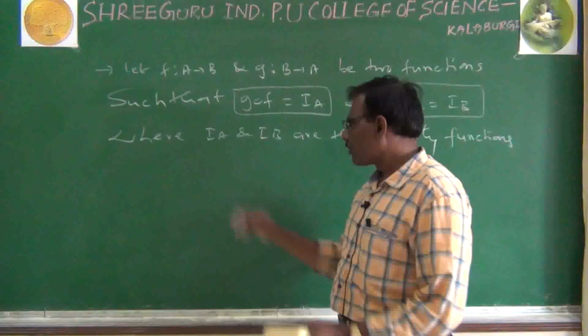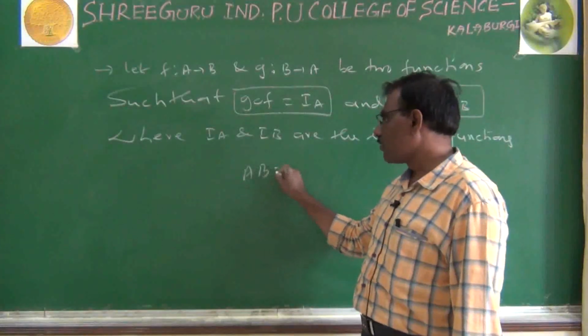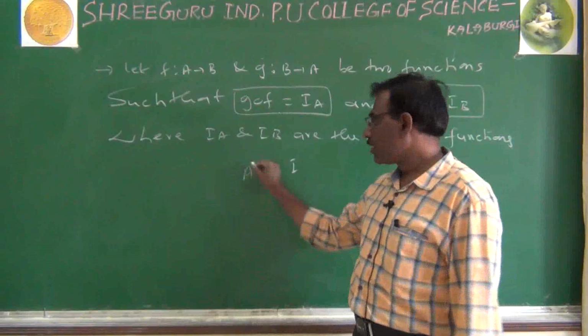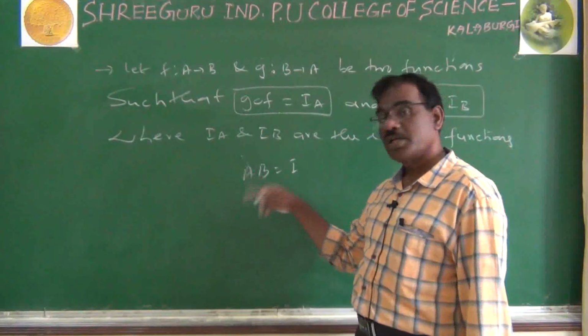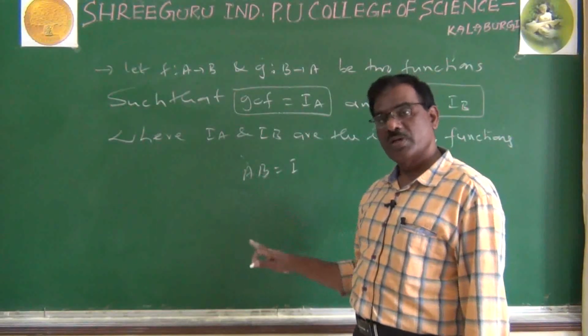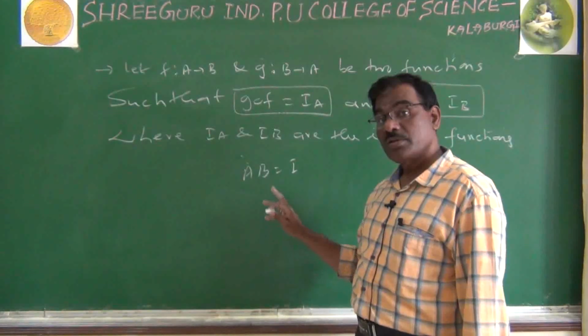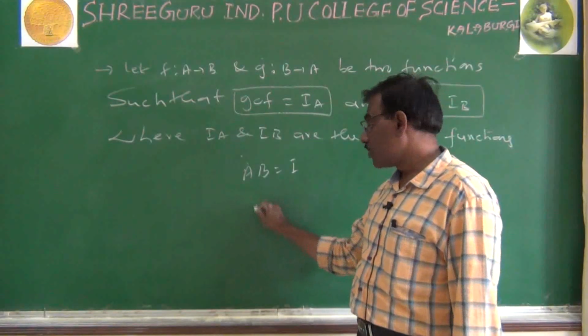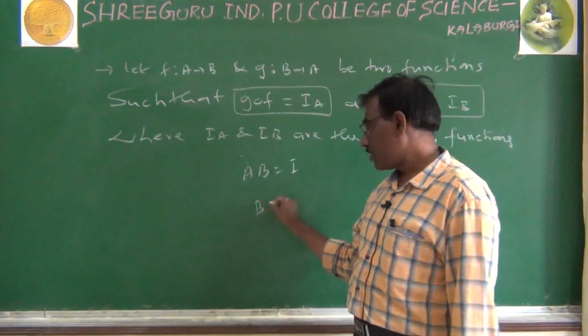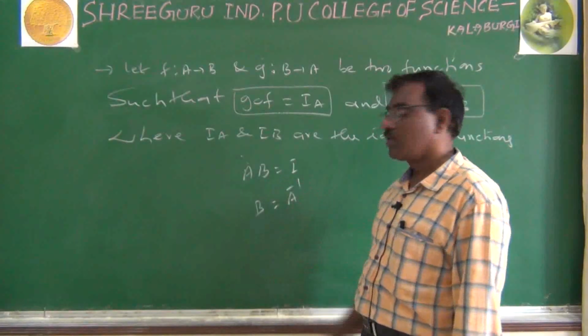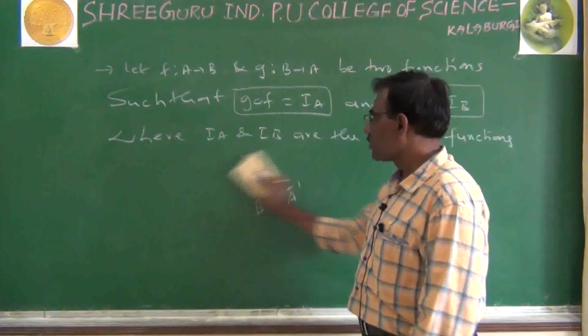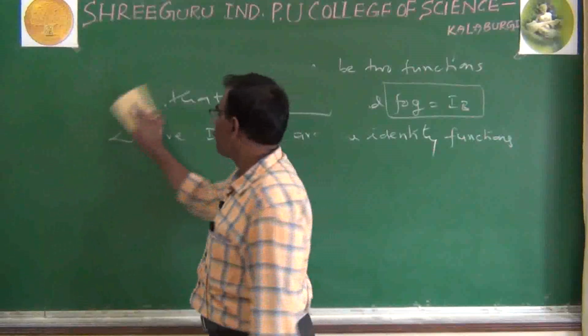In some problems, for example, AB equal to I is given, but B is not given. A is given, and there exists a matrix B. What is B? B is the inverse of A. B equals A inverse. Okay, these are the important properties.